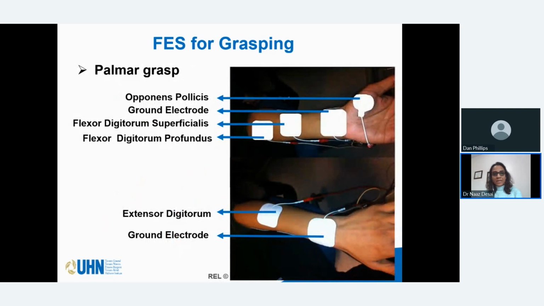So this is the electrode placement for training something like a palmar grasp. The first one is for the opponens pollicis. We have the ground electrode for that on the wrist, and then we have 2 active electrodes, one for the flexor digitorum superficialis and profundus, and all of these are grounded using the electrode on the wrist. And then on the dorsal aspect of the forearm, we are stimulating the extensor digitorum, and it has its own dedicated ground electrode.